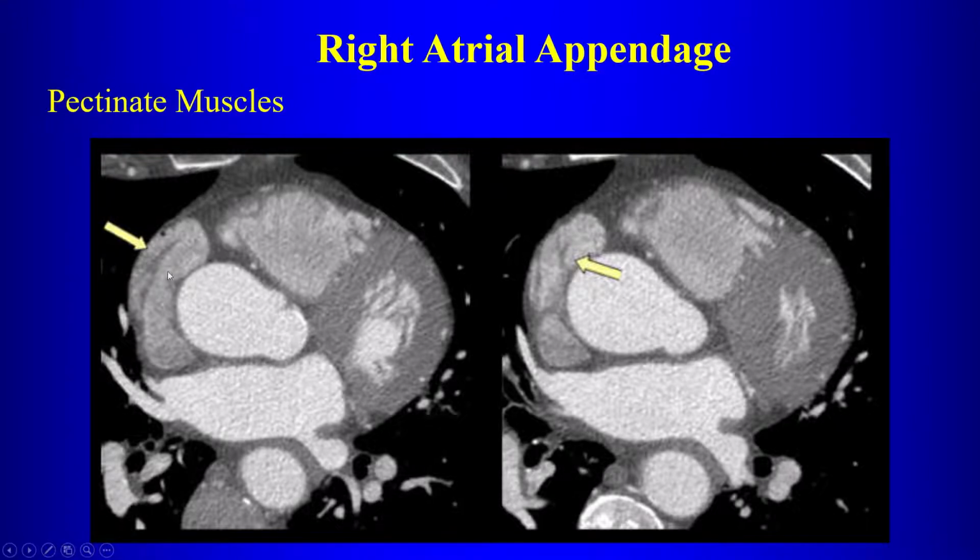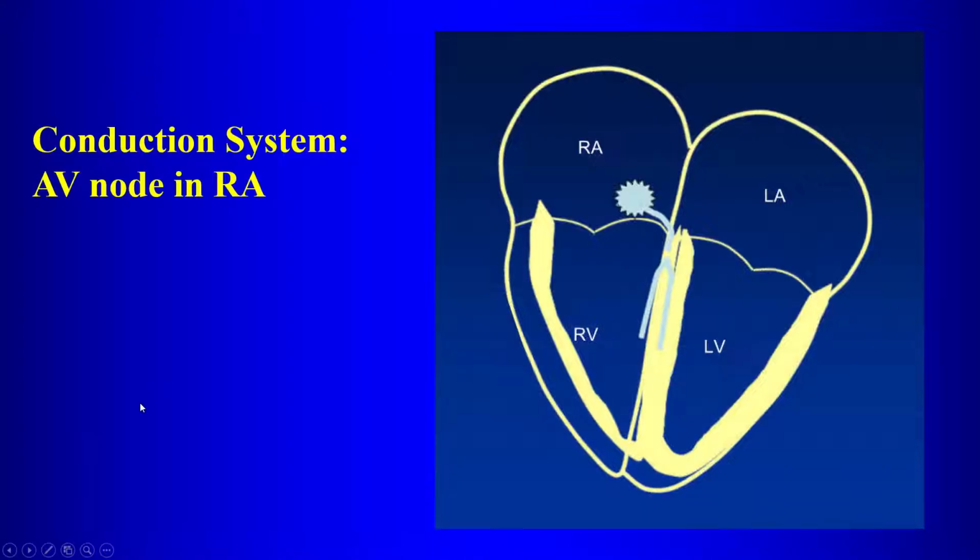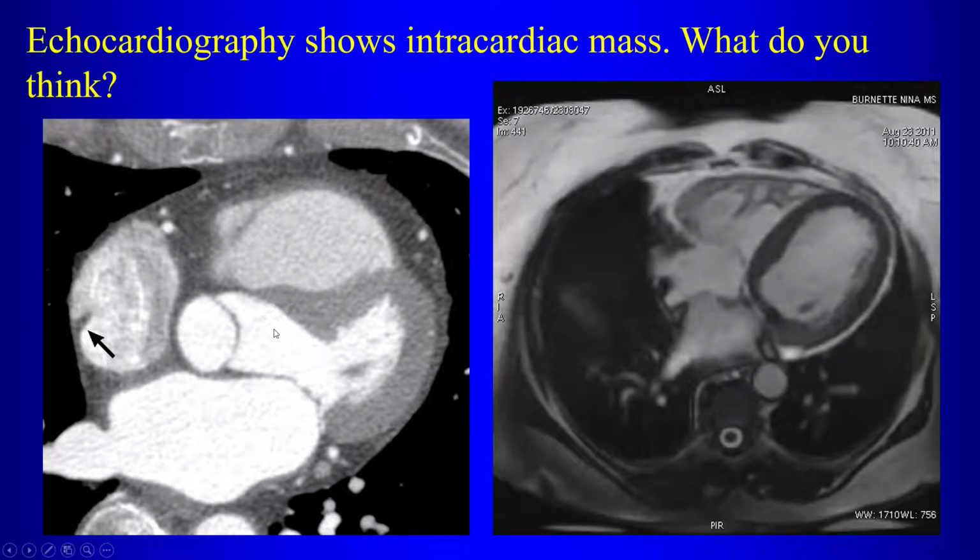Now, the right atrial appendage may contain linear filling defects. This is normal. These are called the pectinate muscles. We don't want to mistake that for any kind of pathology. Also, the eustachian valve, which is the valve of the inferior vena cava, as the inferior vena cava empties into the right atrium. Here's an example where it is unusually prominent, and we don't want to mistake that either for pathology. The conduction system, the AV node, is also found within the right atrium, but that is not something that we will be able to determine on imaging.